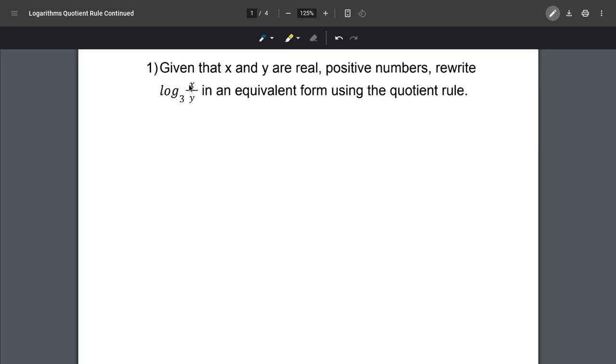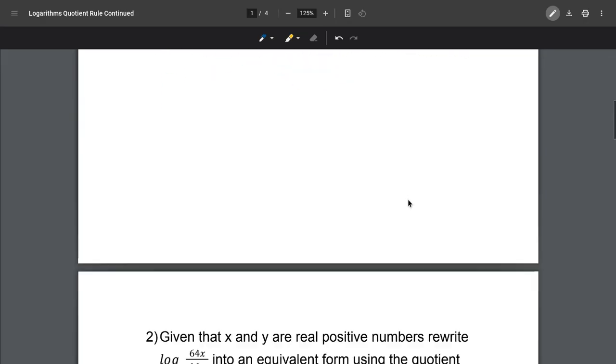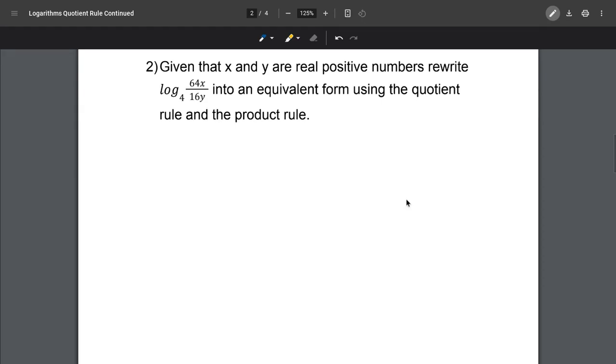We can take the numerator here, so we can do the log base 3 of the numerator x, and then subtract log base 3 of the denominator y. And that would be an equivalent form using the quotient rule. Let's try another one. All right, so problem 2.